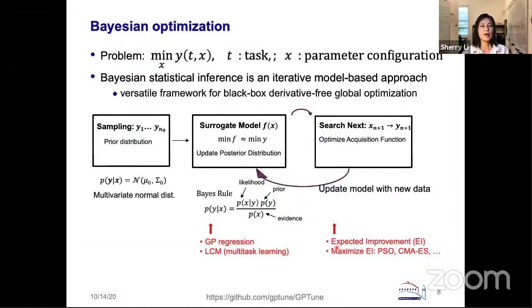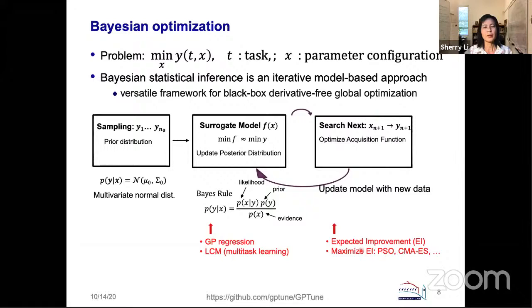And then what we do, so for each of these box modeling and search, there are a lot of different methodologies. So what I will talk about is what we do here. For this box, we use GP regression, Gaussian process regression. And then we extend that to multitask learning, the LCM model here, which I will talk about. And then for the acquisition function, there are also a lot of options.